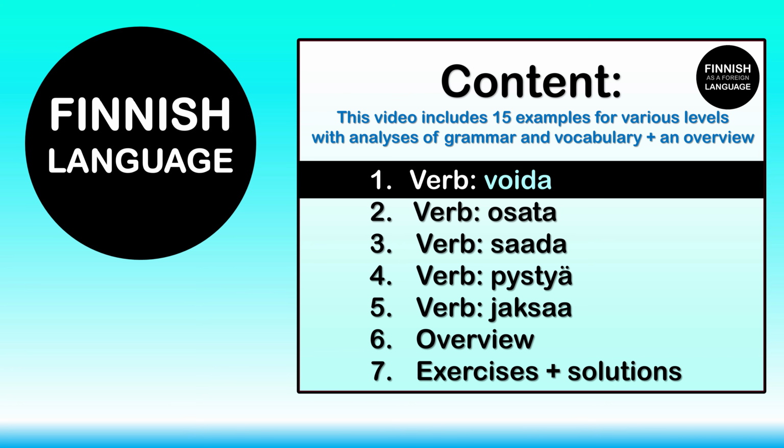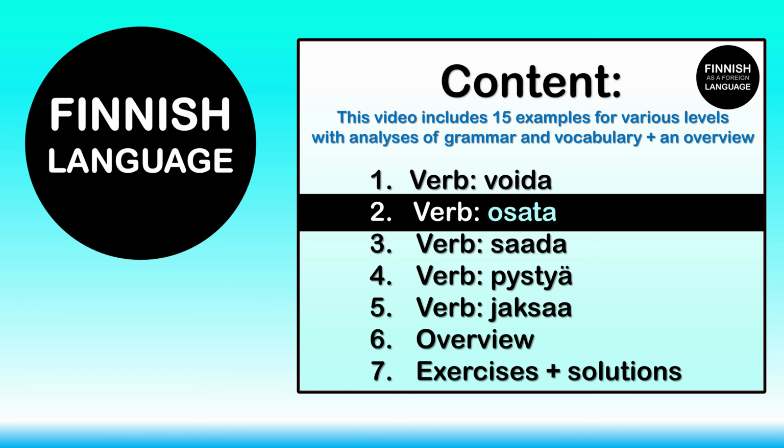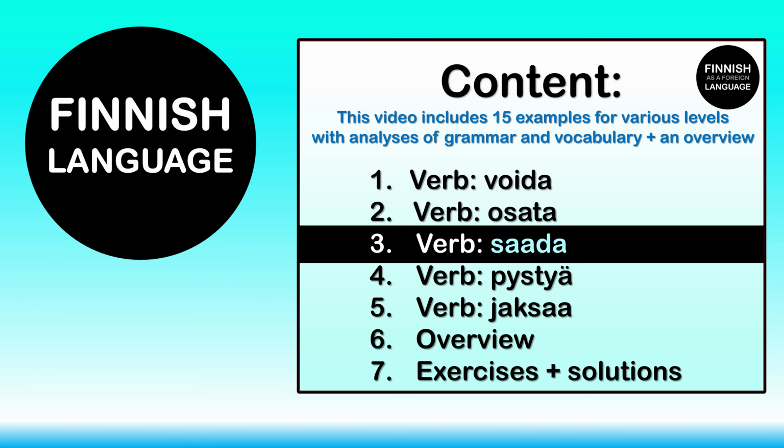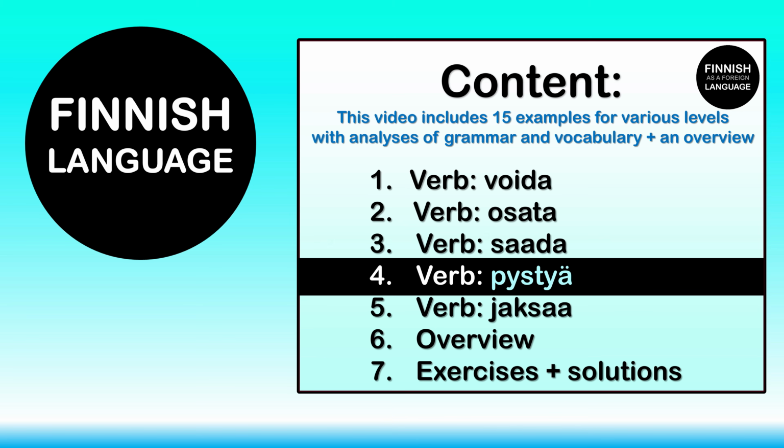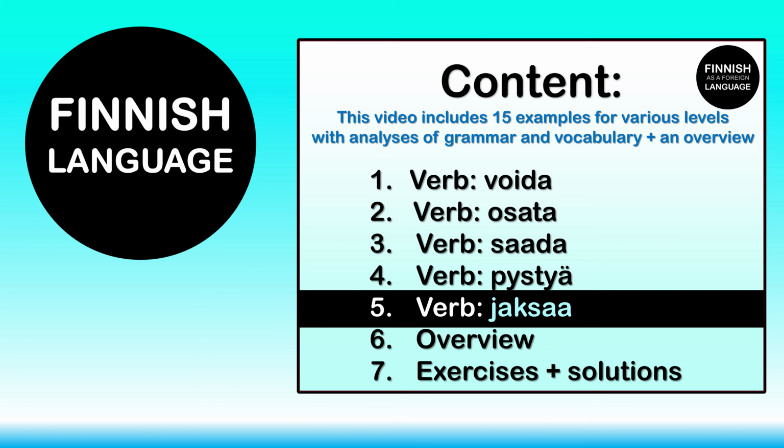In chapter 1, we'll take a closer look at the verb voida. Here we'll figure out what it means and we'll also practice with some examples. Then chapter 2 is all about the verb osata, followed by chapter 3, where we are going to focus on the verb saada. Next in chapter 4, we'll take a closer look at the verb pystyä, while chapter 5 will be all about the verb jaksaa.